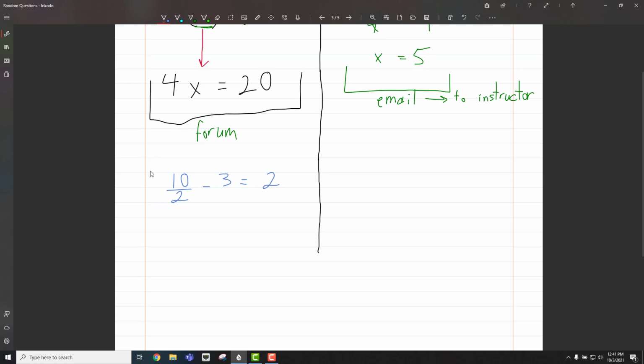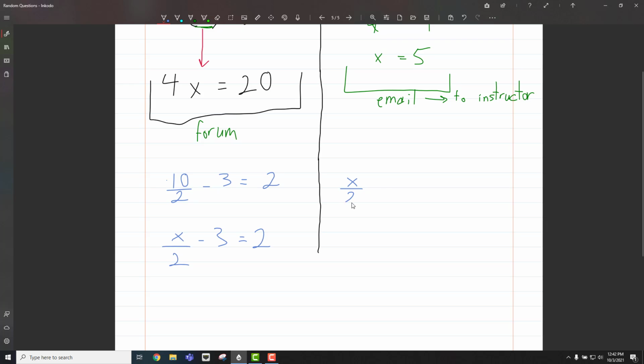Now I'm going to replace one of these values with x. I'll make it the 10 here. So I've got x divided by 2 minus 3 is equal to 2. I have now built a multi-step, with division no less, algebra problem.